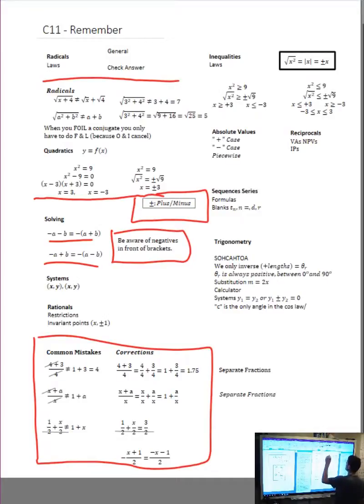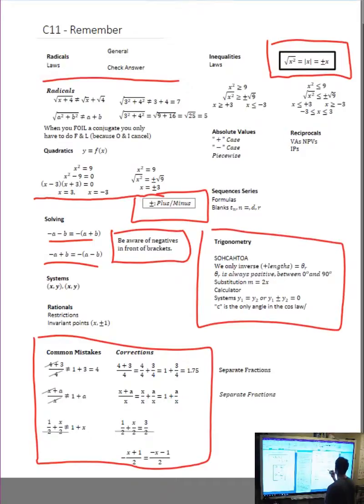Top right, a little bit about inequalities and square rooting both sides with absolute value, but I'll let you do that theory on your own. And again, just trigonometry. There is a lot of trigonometry in grade 12.